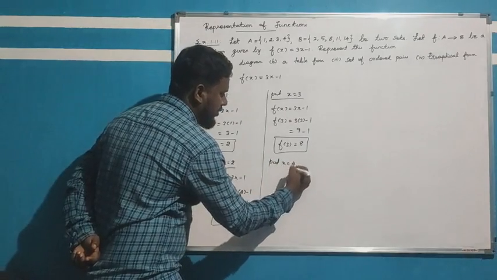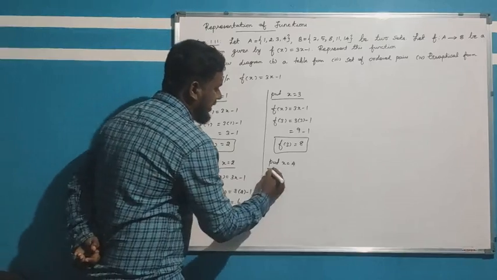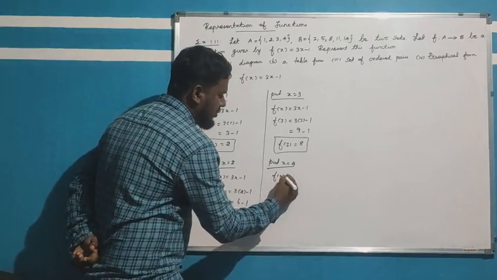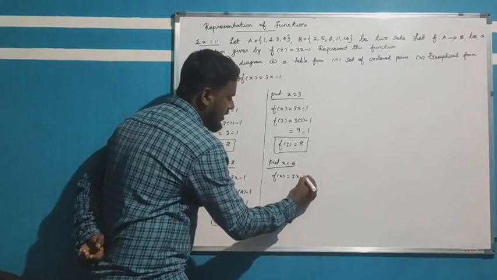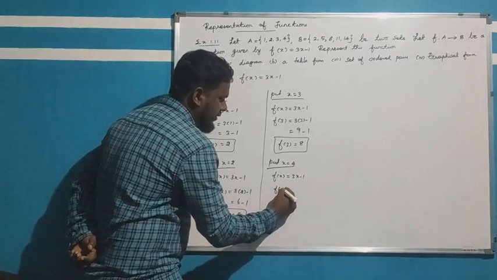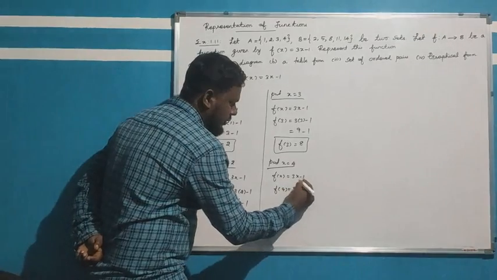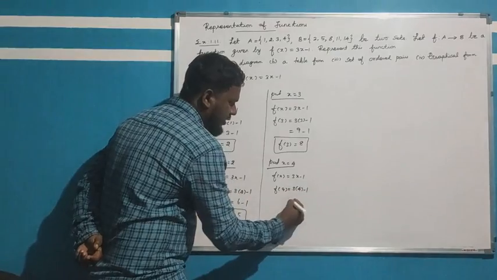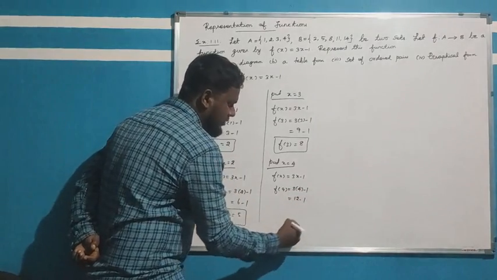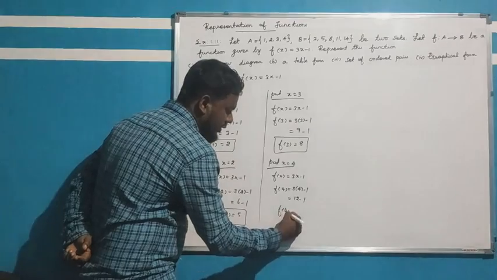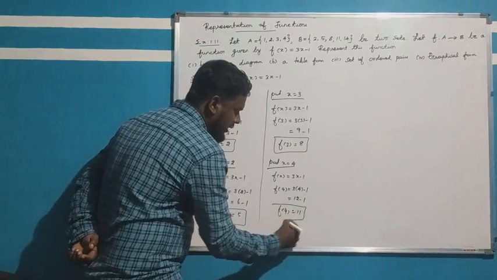Next, put x equal to 4 and substitute in f of x equal to 3x minus 1. So f of 4 is equal to 3 into 4 minus 1, which is 12 minus 1. What do we get for f of 4? It is 11.